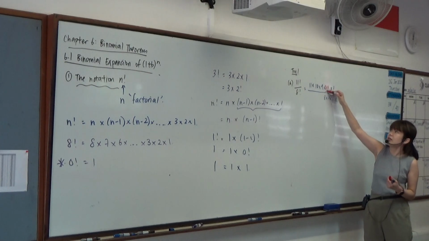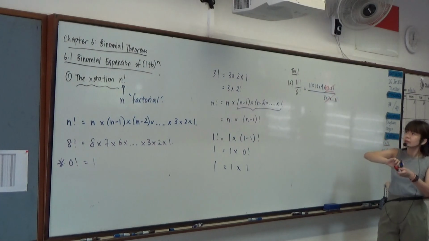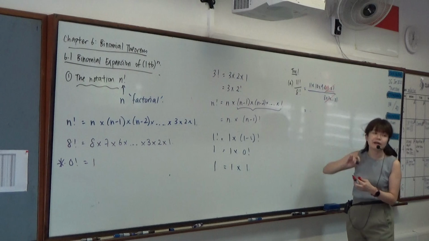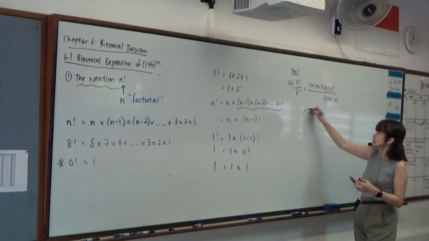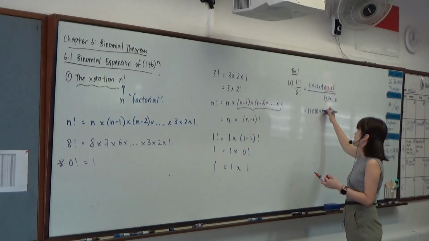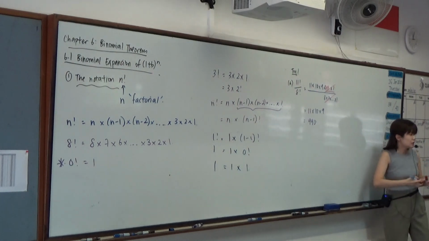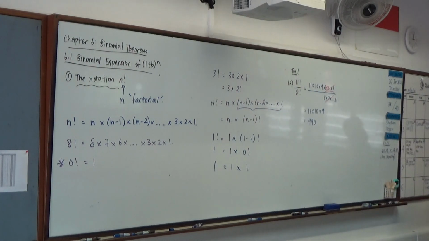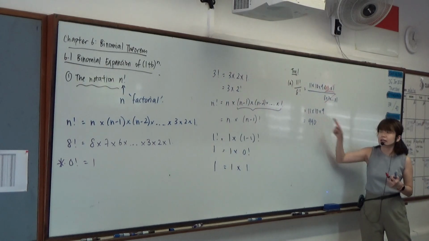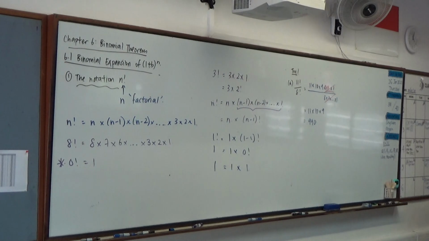Since you're dividing, I can cancel it off. So 11 factorial over 8 factorial is 11 times 10 times 9. And that is 990. I think that one can be done by mental calculation: 11 times 9 is 99, 99 times 10 is 990. So we need to be clear about how this cancellation works.